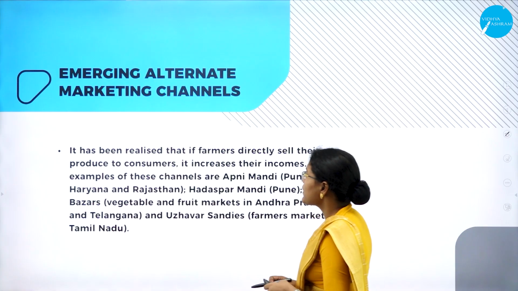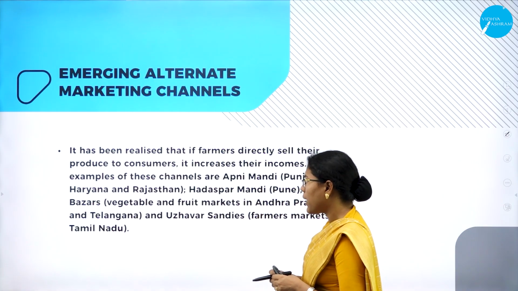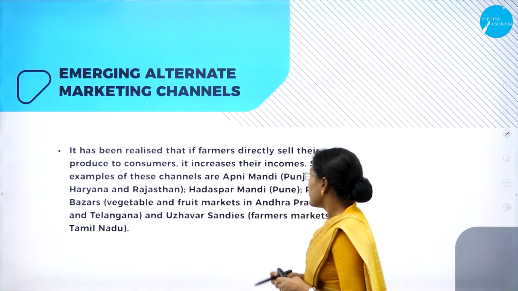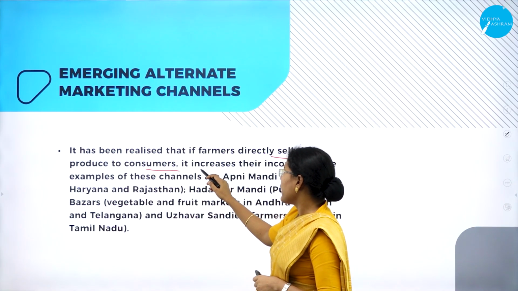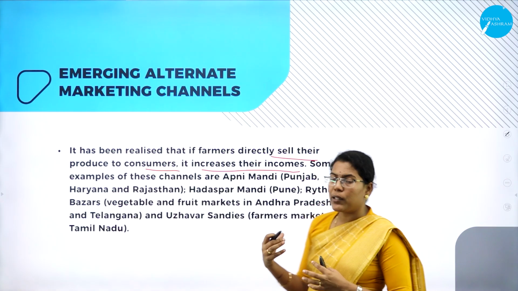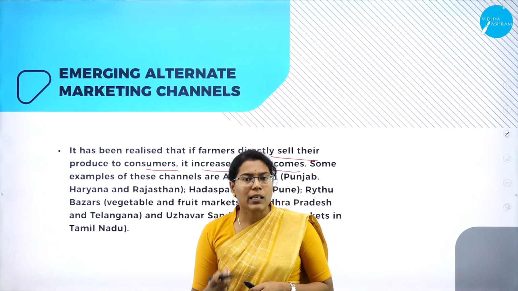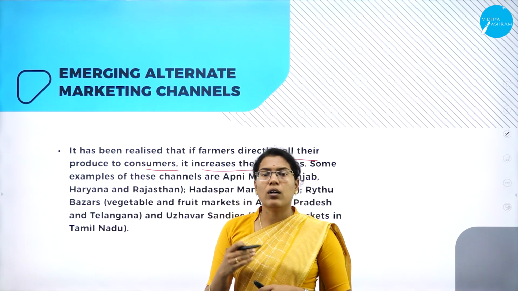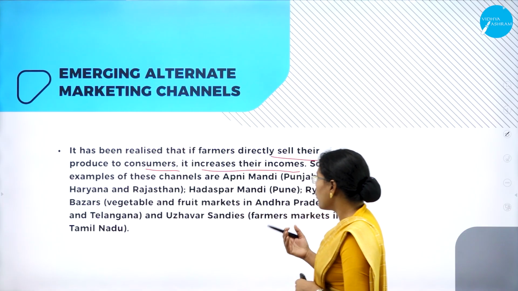Moving forward, some of the emerging alternate marketing channels that the rural people have, that means the farmers directly sell their produce to consumers, it increases their income. So, if the farmers are able to sell their produce to the consumers, then their income can be improved. So, cutting down all these intermediaries will help them in gaining more profit.